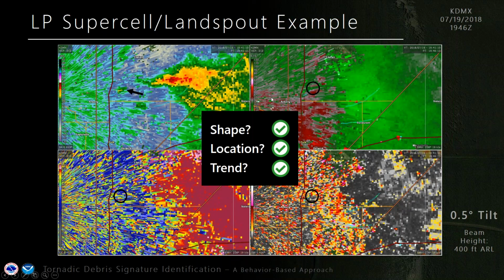The velocity signature and CC signature aren't really anything exciting to write home about. So we can probably start ticking off the trend box here. All three aspects are being met there. Your reflectivity is about 40 dBz now on that tiny little reflectivity ball there.